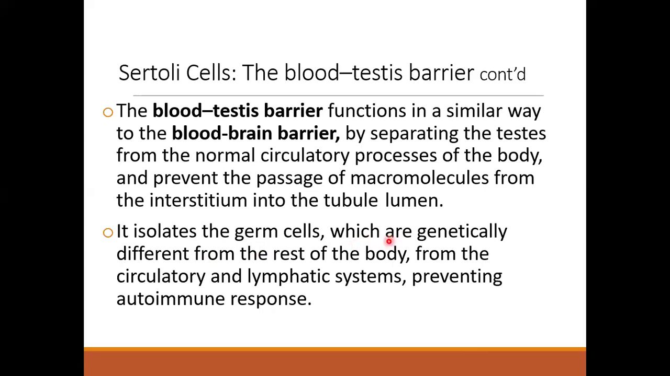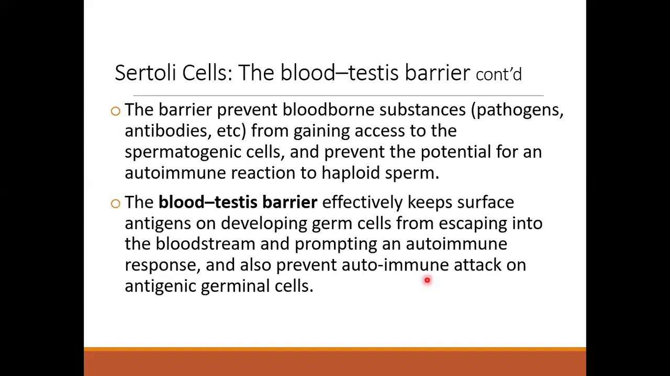It isolates the germ cells, which are genetically different from the rest of the body, from the circulatory and lymphatic system. It's the same thing, just to throw more light on all that we've said already. Again, the barrier prevents blood-borne substances, pathogens or antibodies from gaining access to the spermatogenic cells and prevents the potential for an autoimmune reaction to the haploid. You know, the haploid, that's the sperm cells.